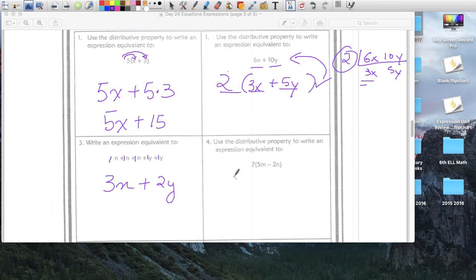Use distributive property. Okay, so 7 times 5, and I'll just do this. It's going to be 7 times 5, which is 35m, minus 7 times 2 in the back here. It's going to be 14n. Okay.